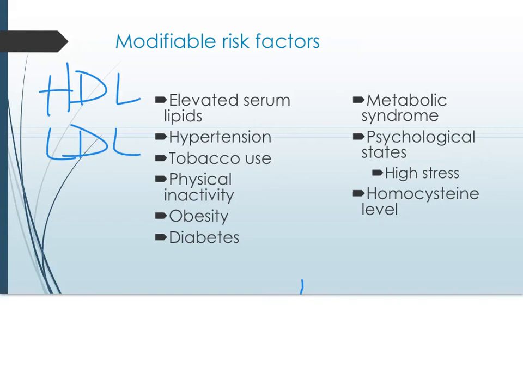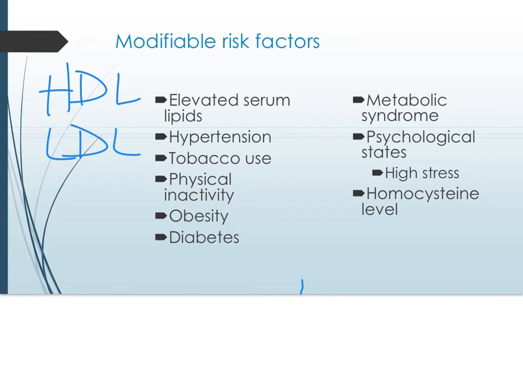Diabetes: diabetics are 2 to 4 times more likely to experience CAD than someone who is not, so we want to make sure that their hemoglobin A1Cs are actually less than 7%. Metabolic syndrome is just a cluster of symptoms that have been identified as a risk factor for CAD. So for instance, an increased waist measurement, hypertension, elevated lipid levels, elevated fasting blood sugars. These guys are more likely to experience CAD.